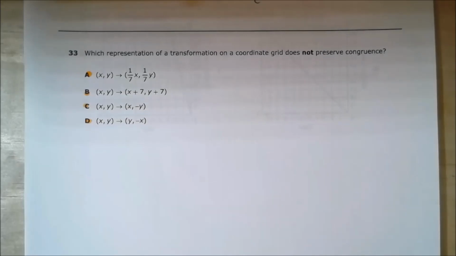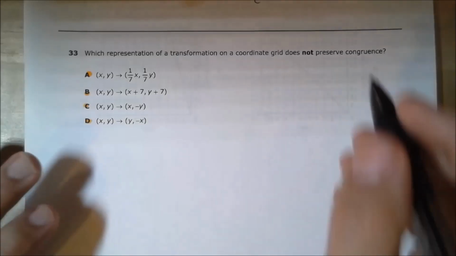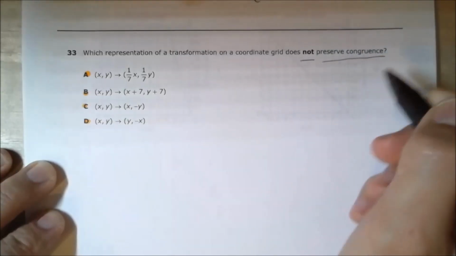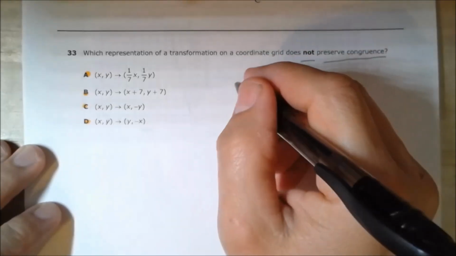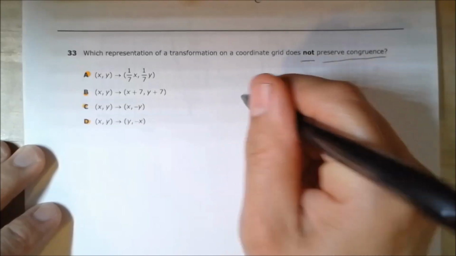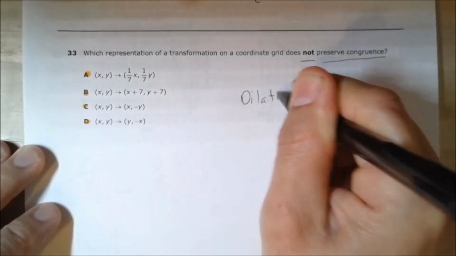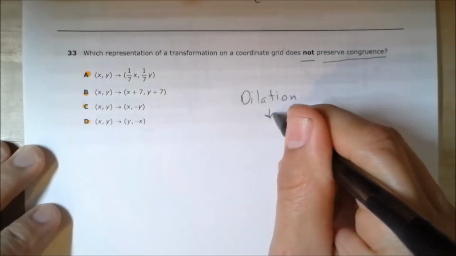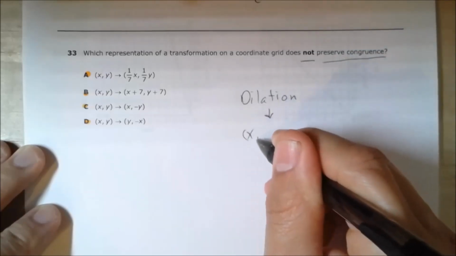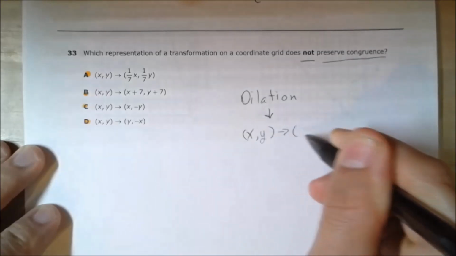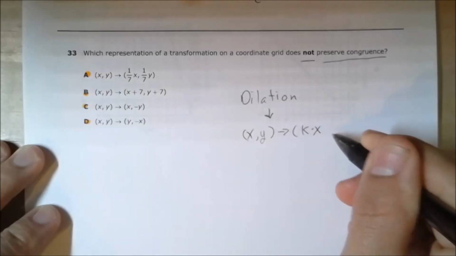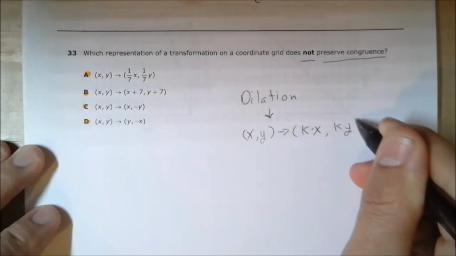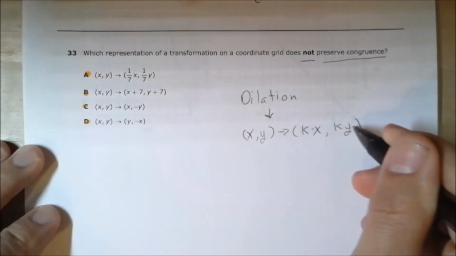Number 33 states, which representation of a transformation on a coordinate grid does not preserve congruence? So it's not going to keep a congruent shape. There is only one out of all the different transformations that does not preserve congruence, and it is a dilation. We've already dealt with one of those a couple of times in this particular lesson, and remember, a dilation is always represented by some value, which is a scale factor, called K, being multiplied to the variable. So kx and ky. That means k times x, a scale factor times x, and a scale factor times y.